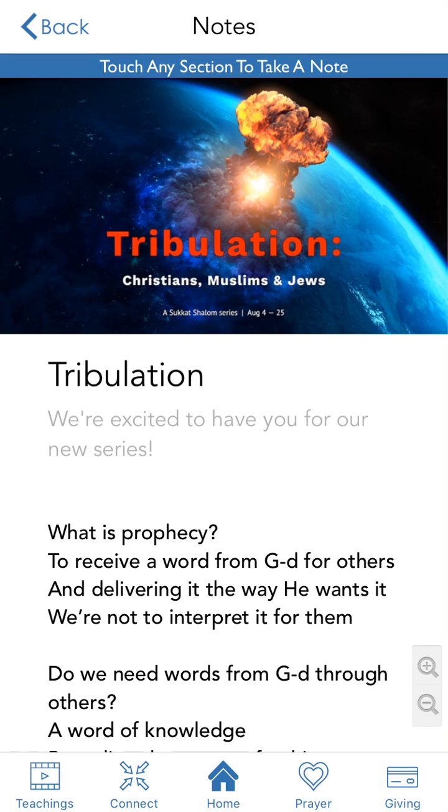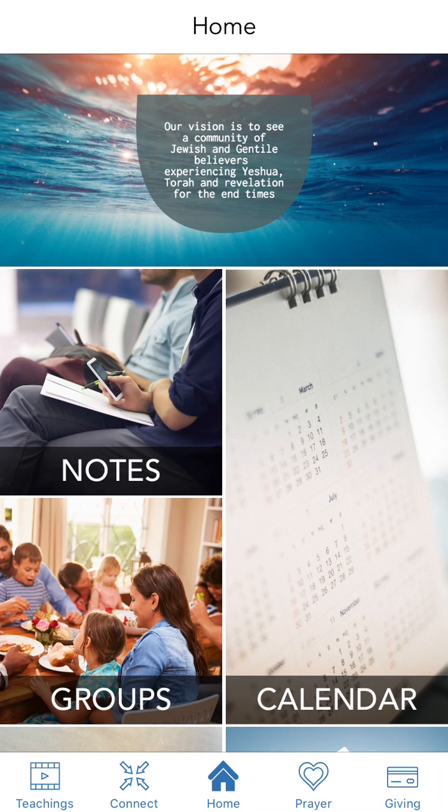So I'm going to go ahead and press the back button in the top left corner, and we are back in the home section. So next up, you can see on the right hand side is calendar. Let's take a look at that.